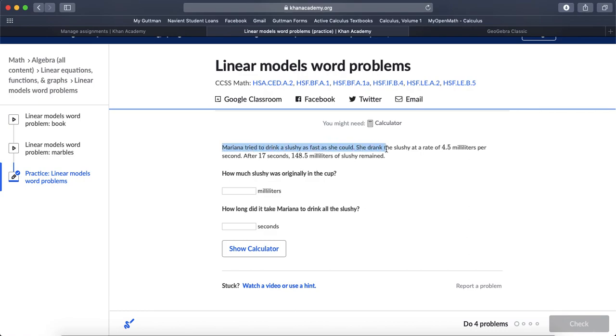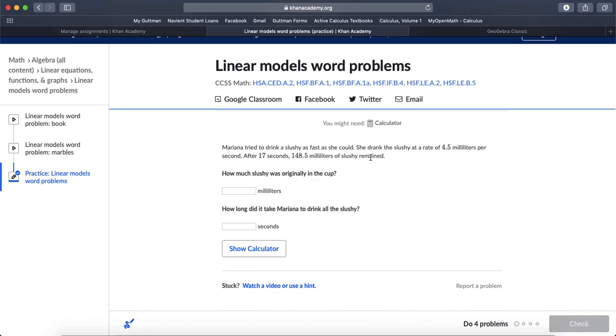She drank the slushie at a rate of 4.5 milliliters per second. After 17 seconds, 148.5 milliliters of slushie remains. How much slushie was originally in the cup? How long did it take Mariana to drink all of the slushie?